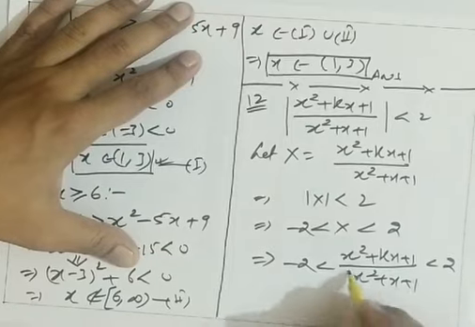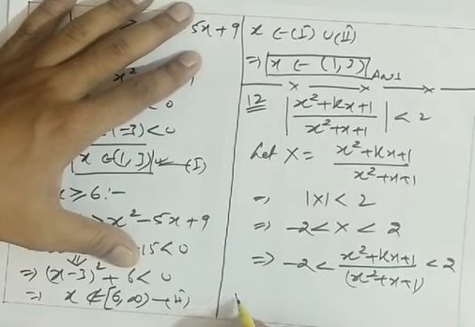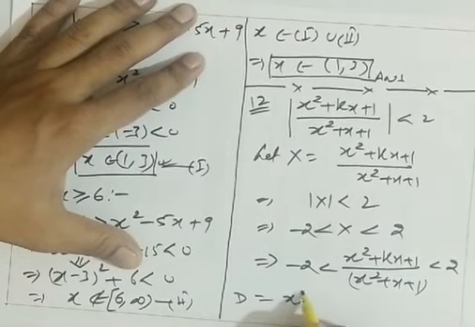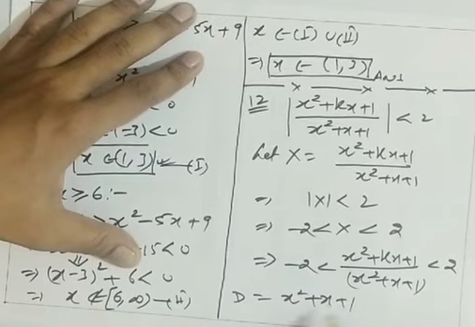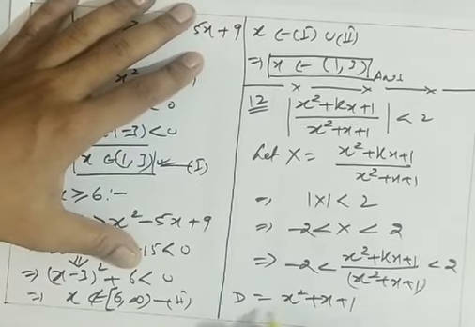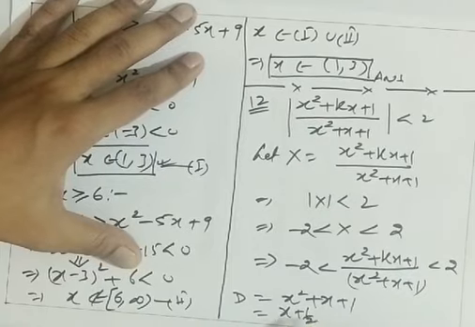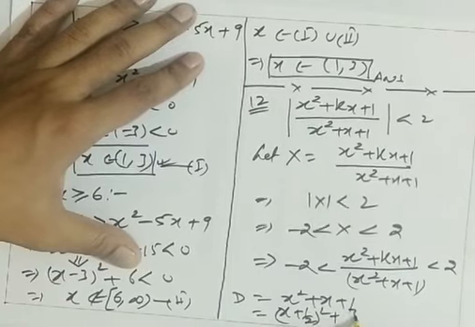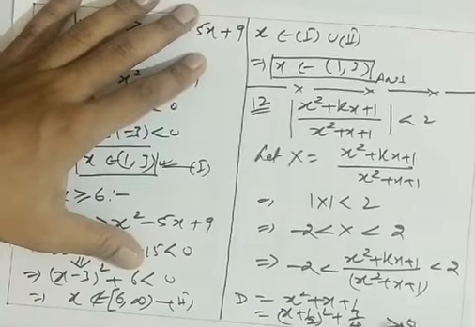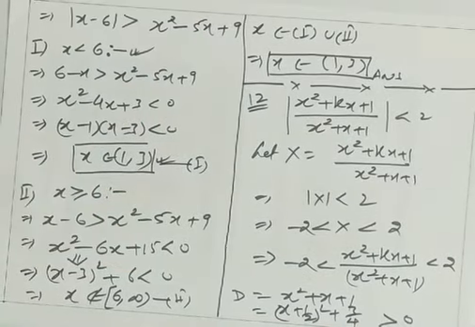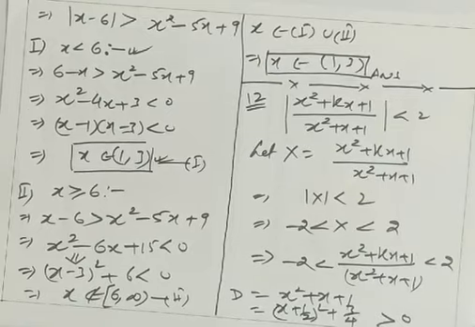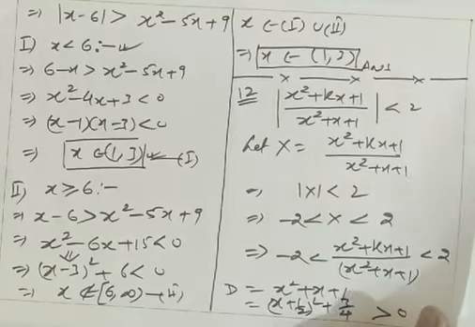Now let's talk about the denominator, this one. Let me call it capital D. This is x square plus x plus 1. So you can see over here, by the method of completion of square, this will become (x plus half) whole square plus 3 by 4, which is always positive. That means the denominator is always positive. Now let's see further.